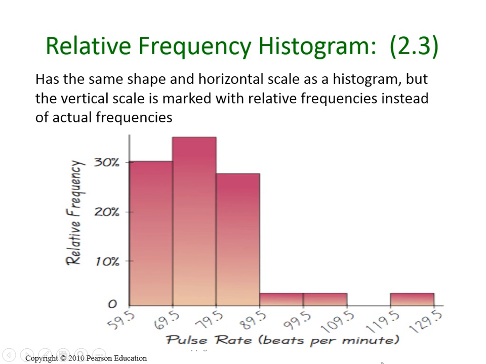And so the horizontal scale is still the exact same horizontal scale. And then these are just telling you that 30% of them fell in that first class. It looks like about 32% of them fell in the second class. And so it gives you those values relative to the total.